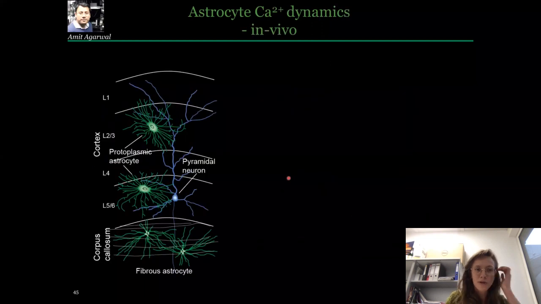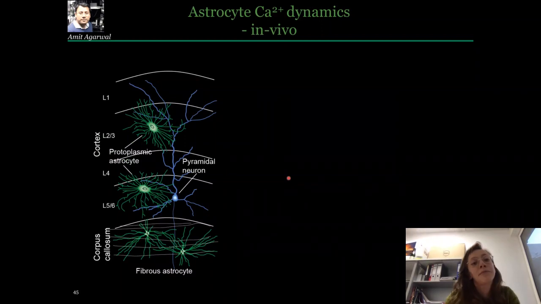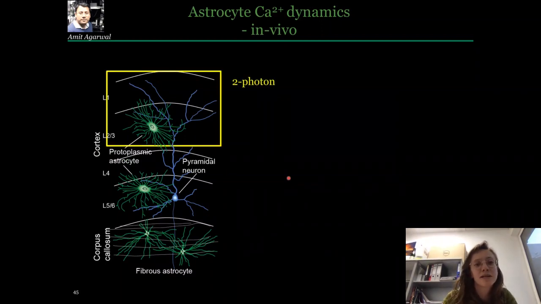So most of the knowledge we have of astrocytes and calcium signaling in astrocytes is achieved by two-photon microscopy in the in vivo mouse brain in the upper layers. And like neurons, there are different classes of astrocytes, mainly protoplasmic astrocytes, which reside in the gray matter, and fibrous astrocytes, which reside in the white matter.